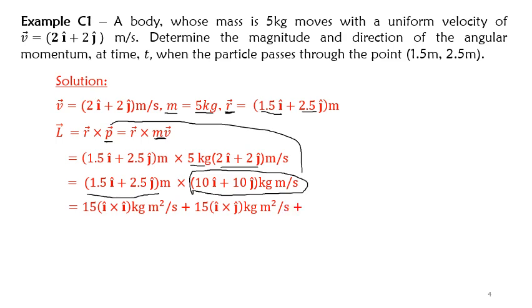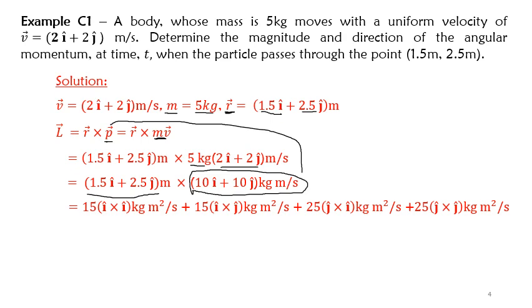Then I cross I, you have it. Do you get it? Then 1.5 times 10J, you have 15 I cross J, kilogram meters square per second. Then plus 2.5 times 10, 25 J cross I, you see it, kilogram meter square per second. Then plus 2.5 times 10, that's 25 J cross J, kilogram meter square per second.